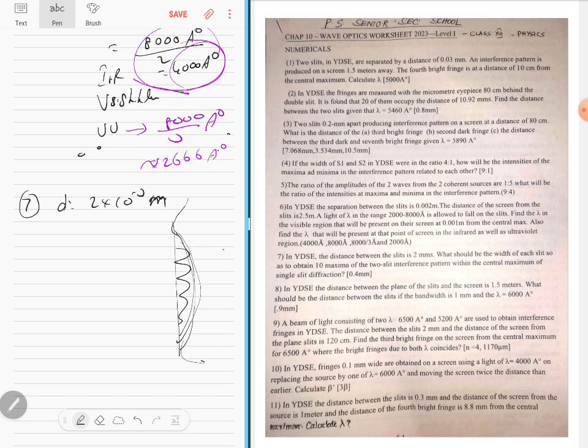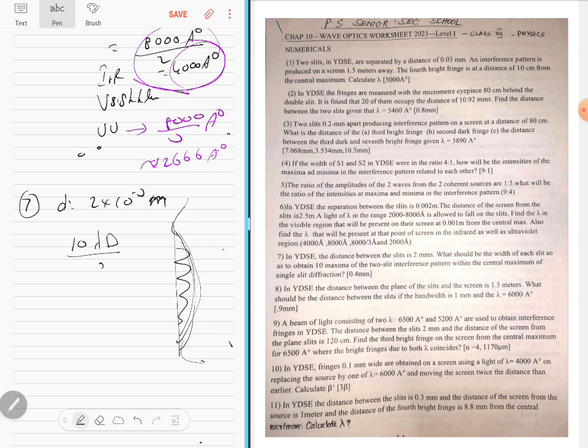Okay, so let's do this. This is a very, very difficult sum. We need to learn this properly. So you know the position, supposing there are 10 maxima, let's say 10 into lambda into capital D by small d.